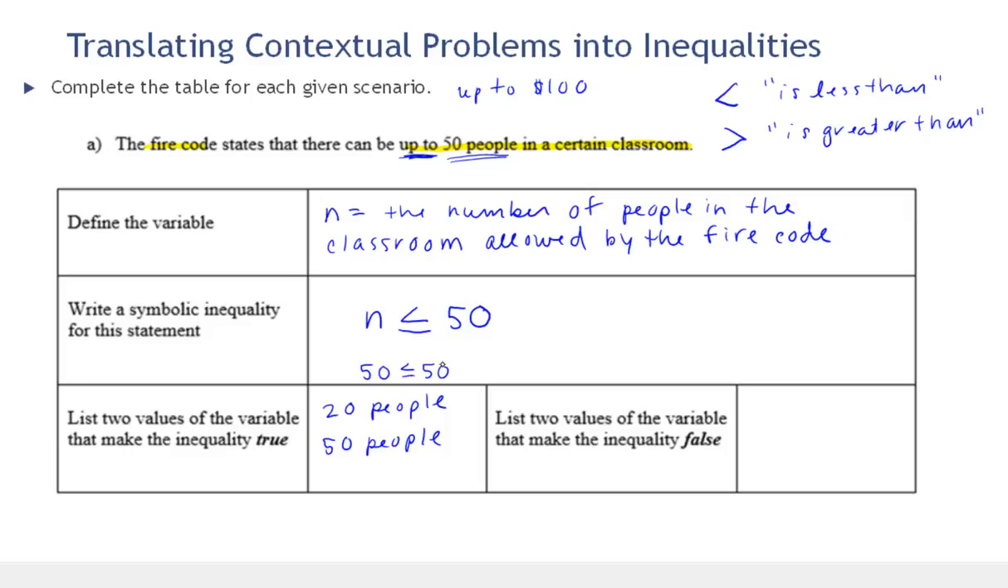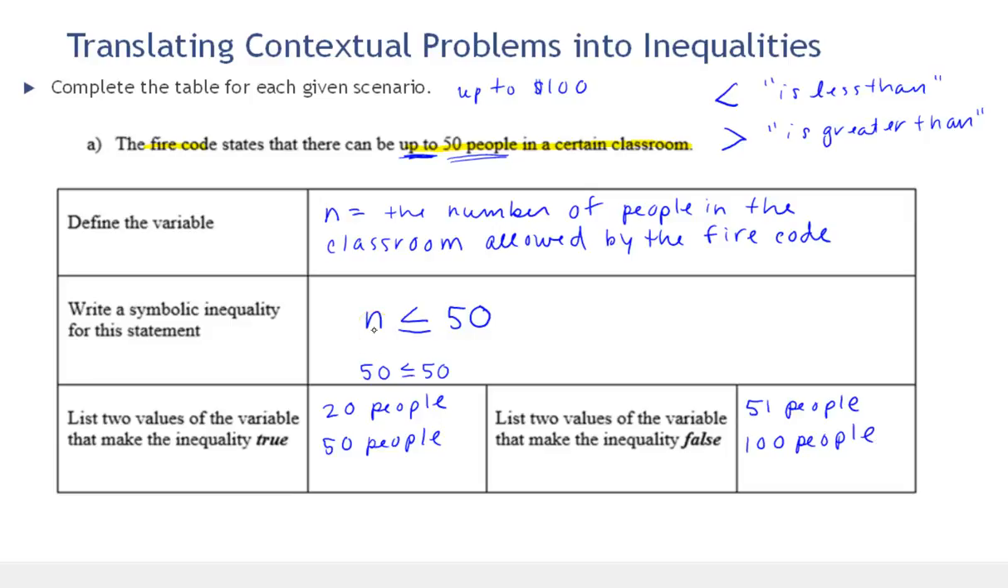Okay. Now, two values that make the inequality false. Okay, so that would be values that violate the fire code. So notice if you had 51 people in the room, that officially violates the fire code. And then we could also have 100 people, which would definitely violate the fire code. Okay? So a few things to note as we're just learning to create these.